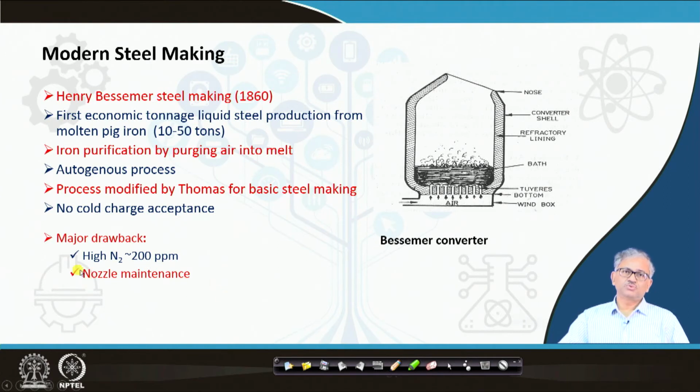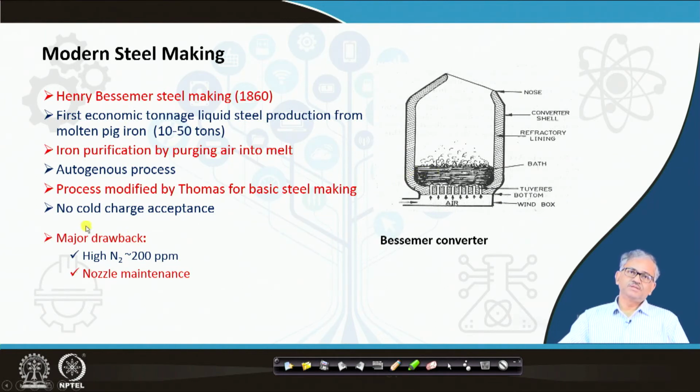And nozzle maintenance was another problem. The maintenance of the nozzles was difficult, because you charge the air from the bottom, so there is always a chance of flooding the nozzle by the liquid head. So later on, Thomas also shifted the nozzle to the side, such that the nozzle problem decreased significantly.